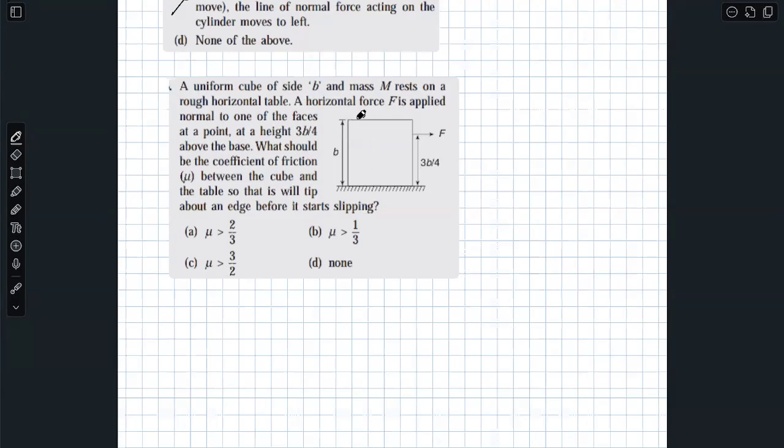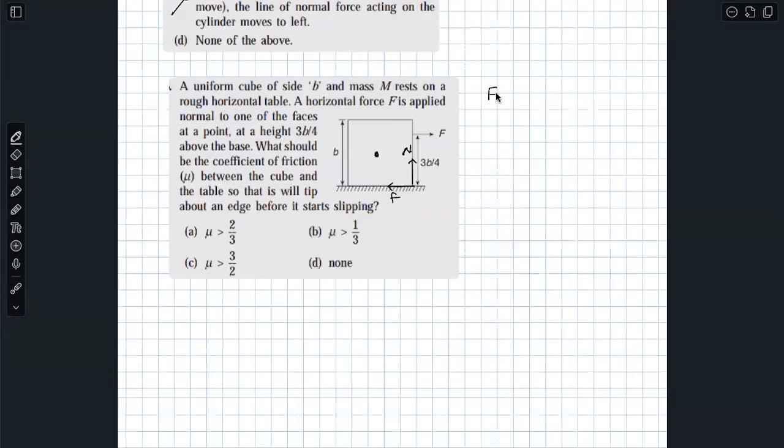A uniform cube of side b. It is a cube actually. See, what should be the coefficient of friction between the cube and the table so that it will tip about an edge before it starts slipping? Very simple. Friction, normal reaction.